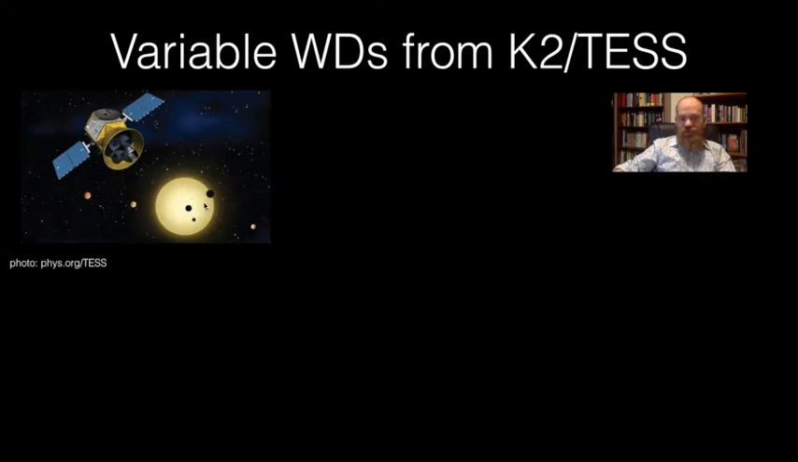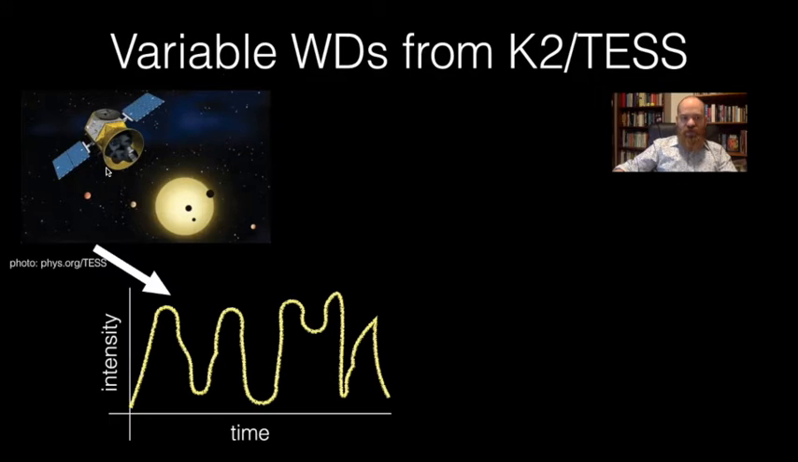While it's looking at these stars, however, there's a lot of other objects it's looking at in its field of view. Among those objects are variable white dwarfs, which are the things I care about. For one of these variable white dwarfs, TESS or K2 will give us a light curve that looks like this. This shows the intensity of light from that white dwarf as a function of time.